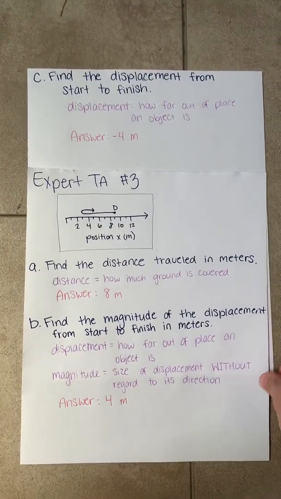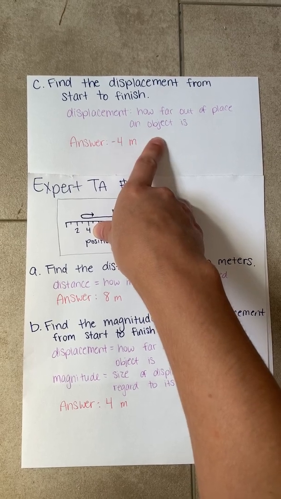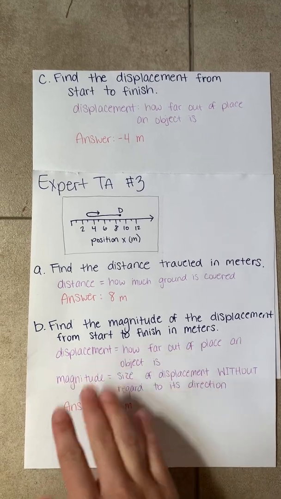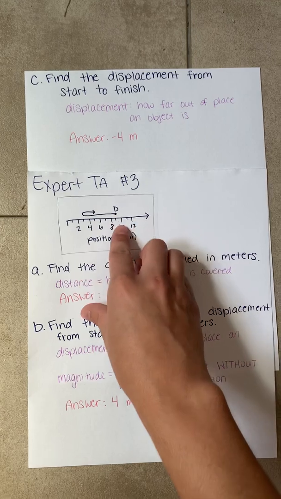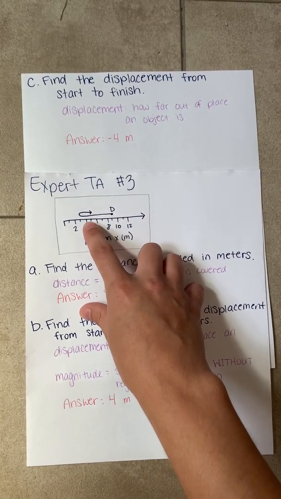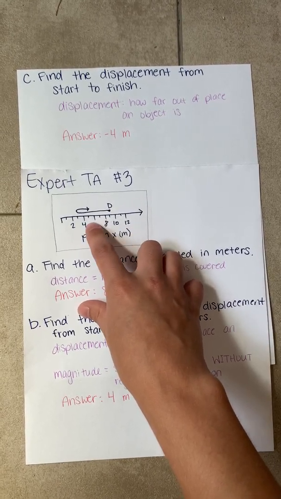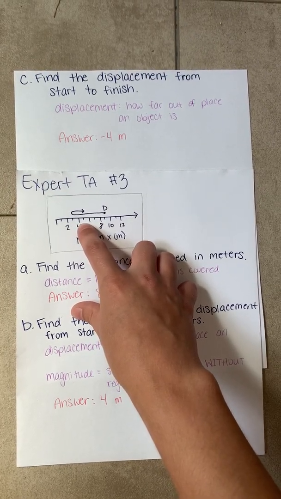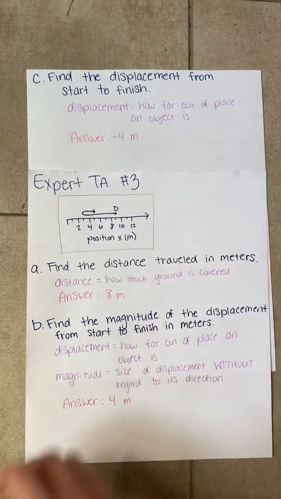And then part C, find the displacement from start to finish. So displacement, again, how far out of place an object is from its starting point. It doesn't say anything about magnitude, and displacement can be either positive or negative. So we look at our starting point, positive 9. We go down to positive 5, but that's a difference since we're traveling left in the negative direction of -4. So since it doesn't say magnitude in the problem, the answer is just going to be -4 meters.